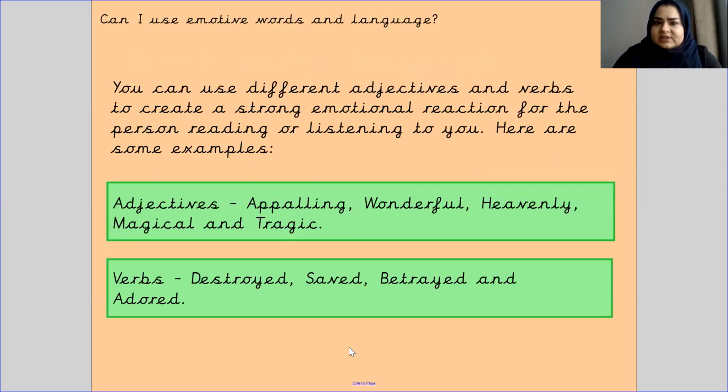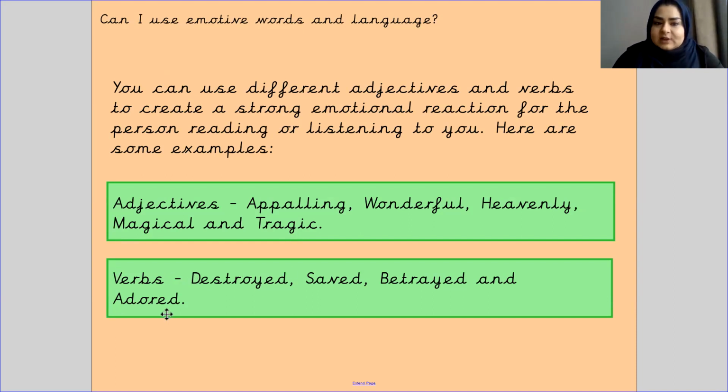Now, you can use different adjectives and verbs to create a strong emotional reaction for the person reading or listening to you. Here are some examples. So in terms of adjectives, these are some examples of what you could use. Appalling, which is very negative, isn't it? Because it's something you don't like. Wonderful, heavenly, magical, and tragic. And tragic is something negative as well. So it's something bad's happened, but really bad.